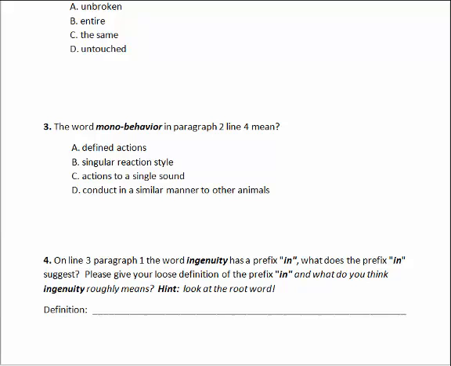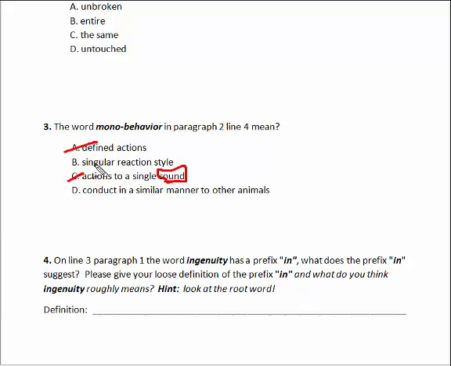Monobehavior would then therefore be defined actions, single reaction style, actions to a single sound, conduct in a similar manner to other animals. Well, if it's one behavior, we're looking for one behavior. Sound and behavior are not the same, so that's crossed out right away.